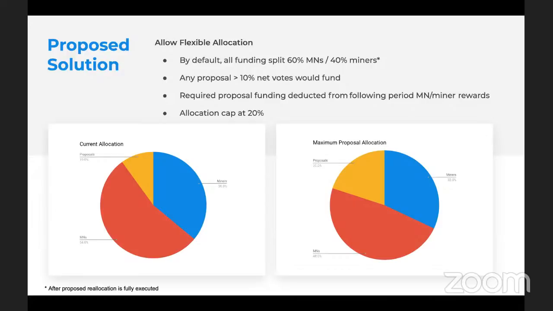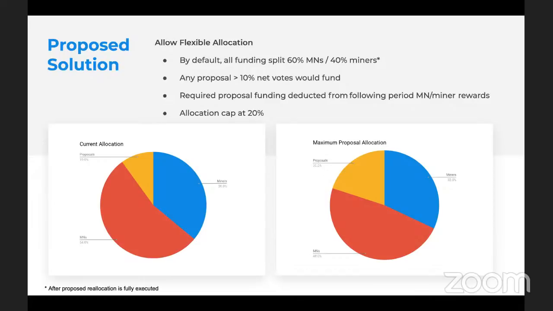And the result is that this is a range that miners and masternodes are used to just on price alone. In a given month, the price of Dash can increase or decrease by 10%. And so if their miner or masternode allocations can increase or decrease by 10%, this is well within the range of a tolerable uncertainty.